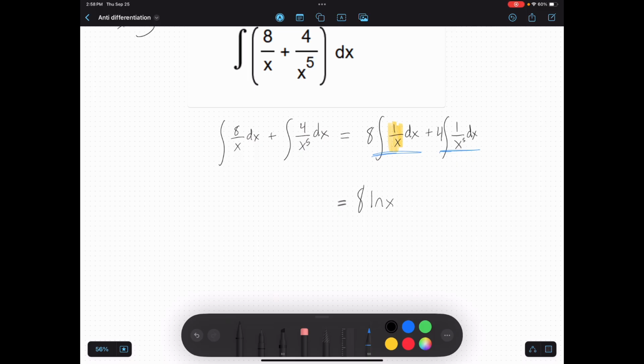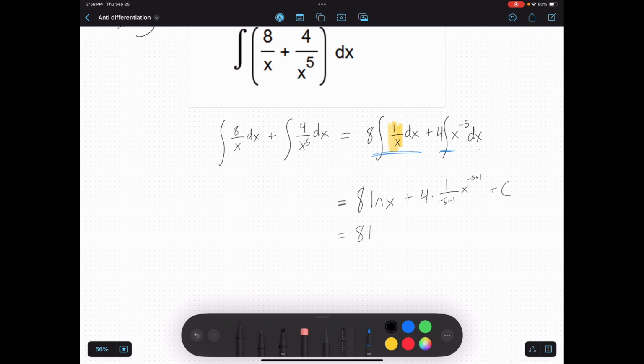My other term, I can rewrite that 1 over x to the 5th as x to the -5th, right? If I have a power in the denominator, I can switch it to the numerator and just give it a negative exponent. And now I can use the power rule. So I get 4 times 1 over -5 plus 1 times x to the -5 plus 1. And now that I'm done, now I'll put the plus c.